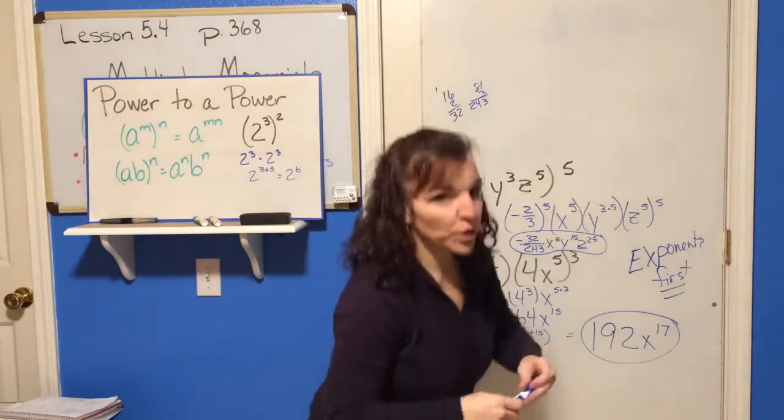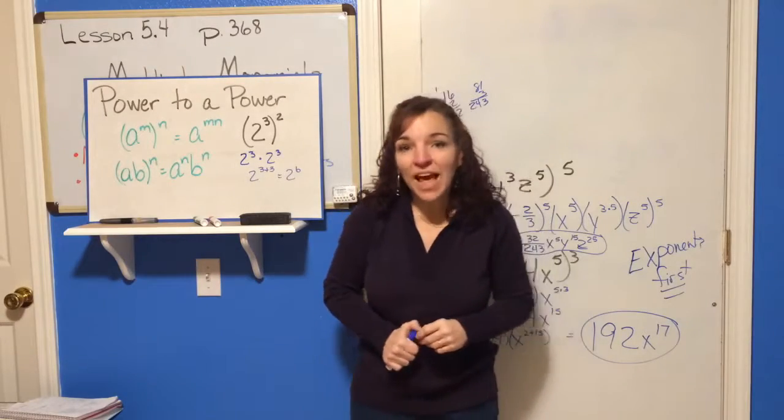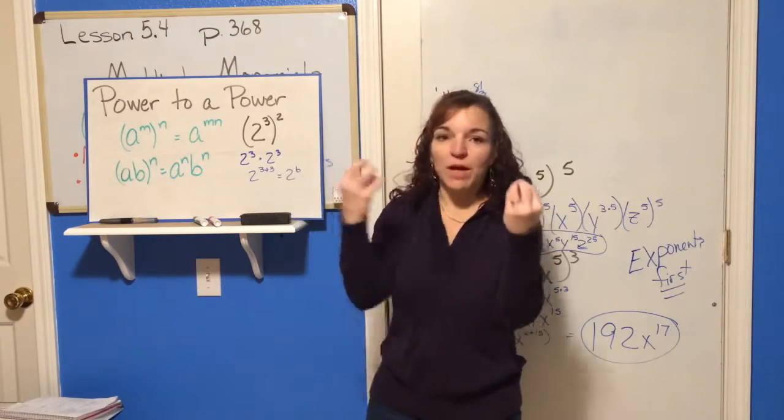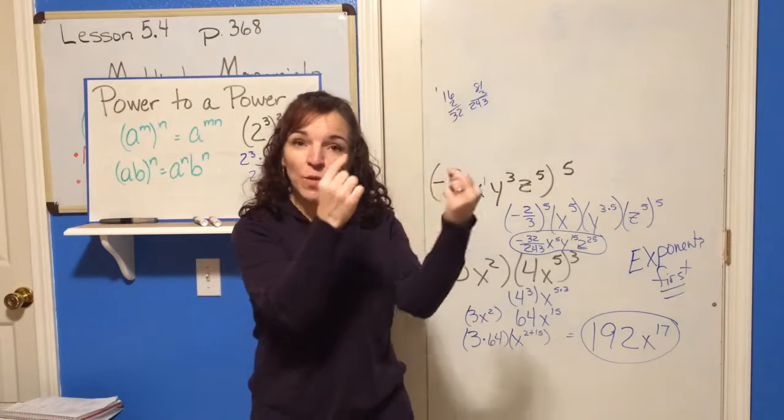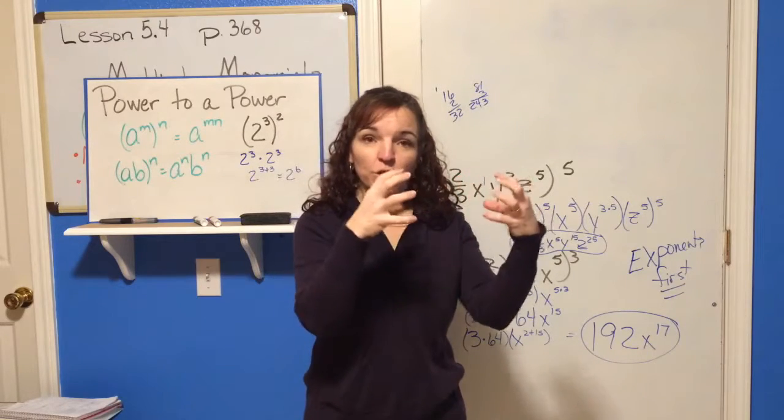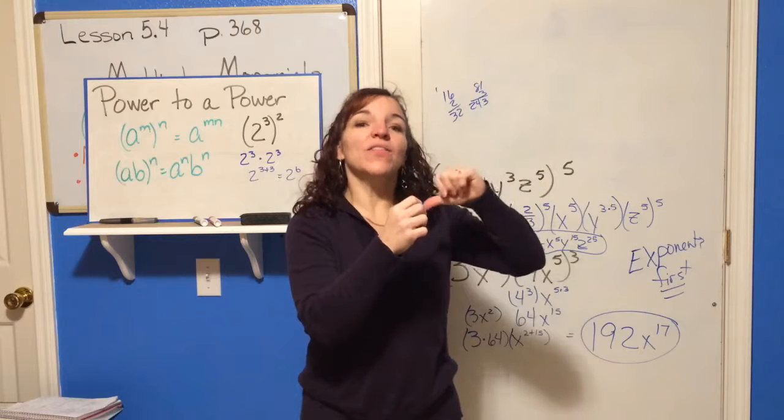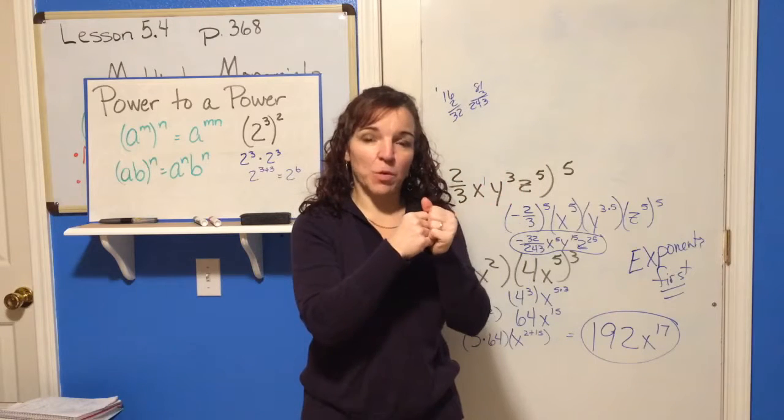All right, so the trick is going to be when you're multiplying those monomials, you add the exponents. When you're taking a power to a power, that's when you multiply the exponents.